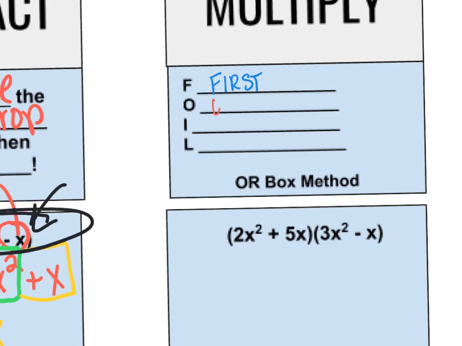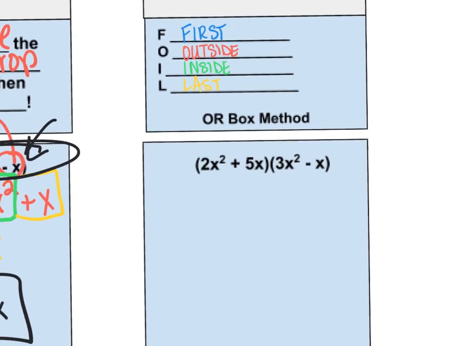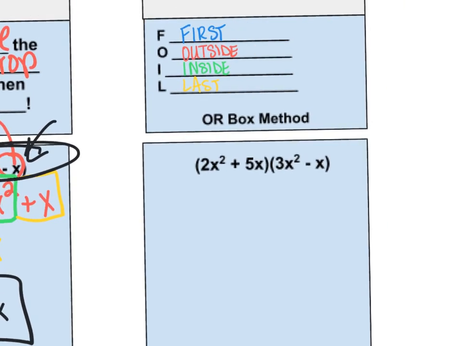The O stands for outside. The I stands for inside. And the L stands for last. First, outside, inside, last. Or first, outer, inner, last. However you've heard it before. And then we have box method, which I'll explain here in a second. So let me show you with this first example how to do this with FOIL.